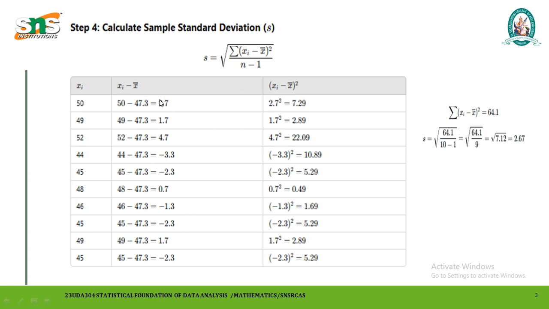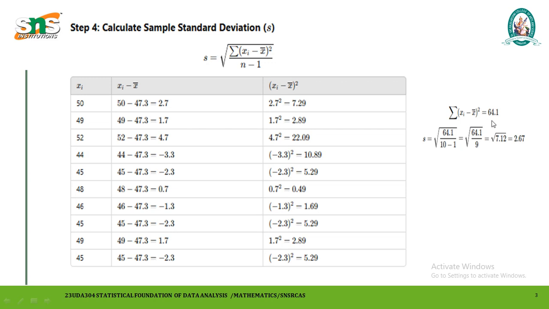Next we find xi minus x bar the whole square. By squaring all the values we obtained in the x minus x bar row, we obtain the values of xi minus x bar the whole square. After that we find the summation. By adding all these values in the column, we find the summation of xi minus x bar the whole square as 64.1.